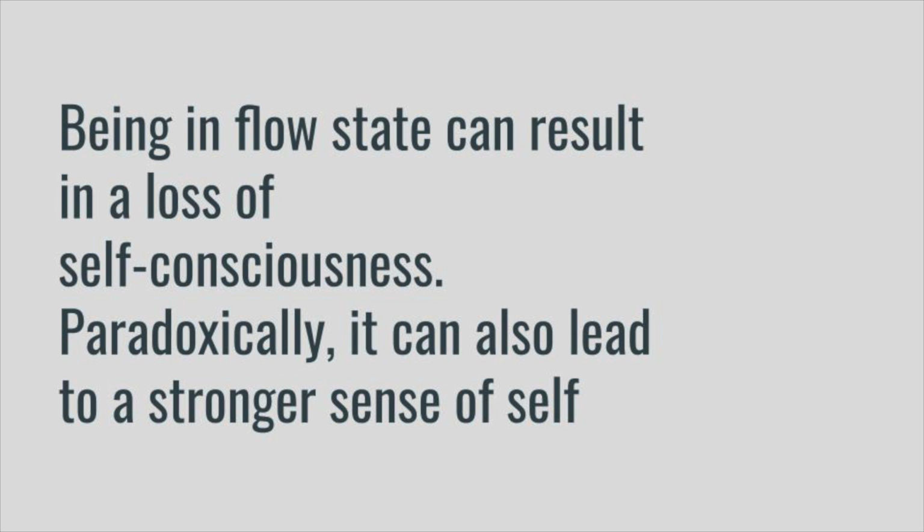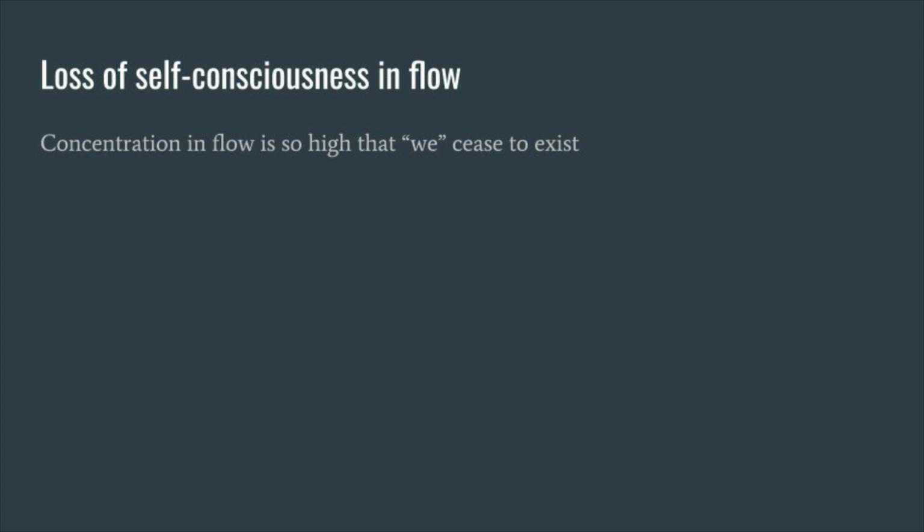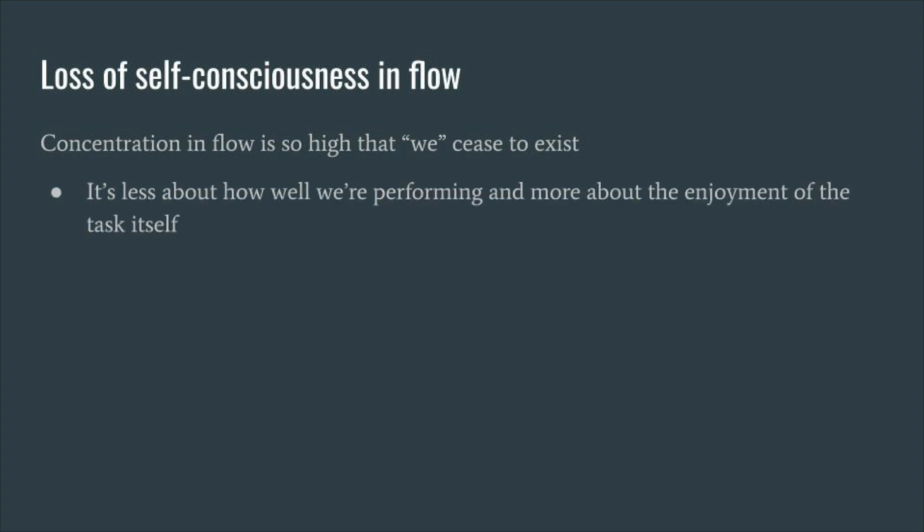The seventh component of flow is what we would call a loss of self-consciousness. Yet paradoxically, we also develop a further complexity of self when we exit flow state. While in flow, concentration on the task at hand is so great that we cease to exist. It's not about us and how good or bad we are, but simply focusing on our goals and doing our best to improve with objectivity.